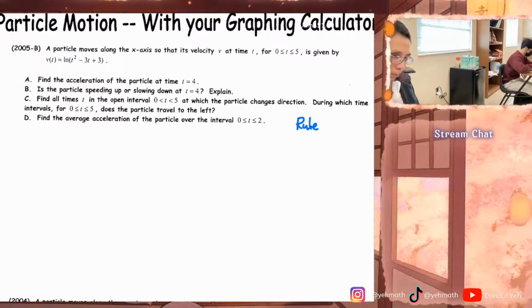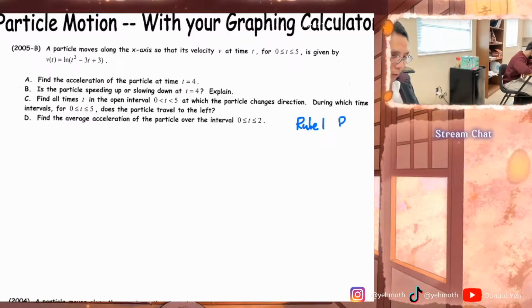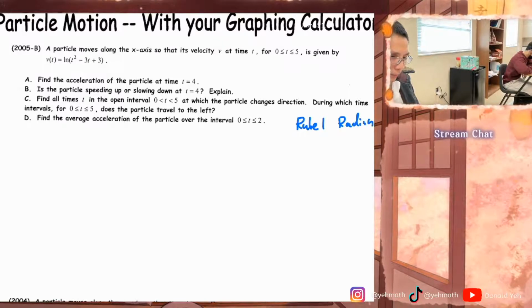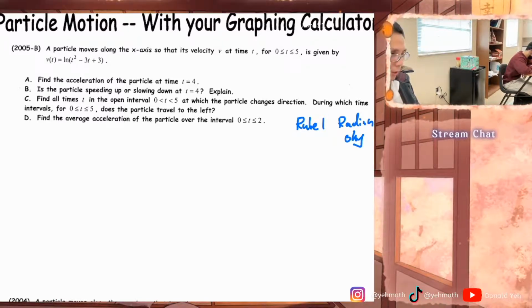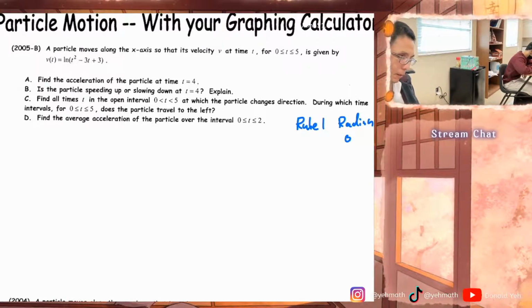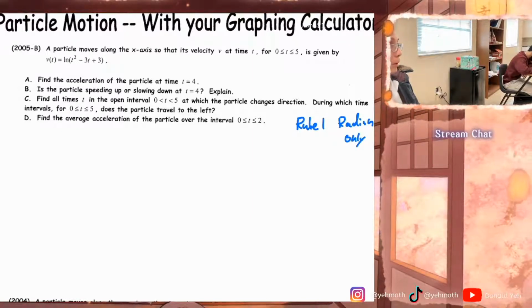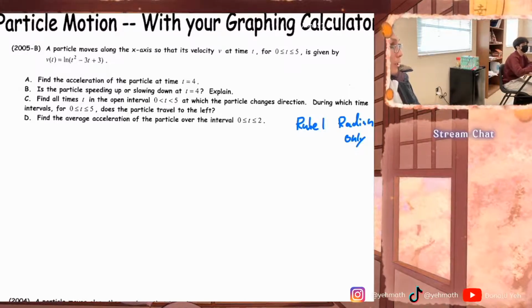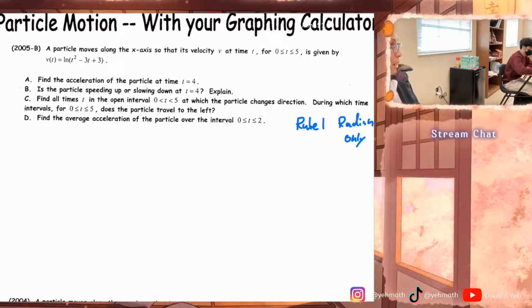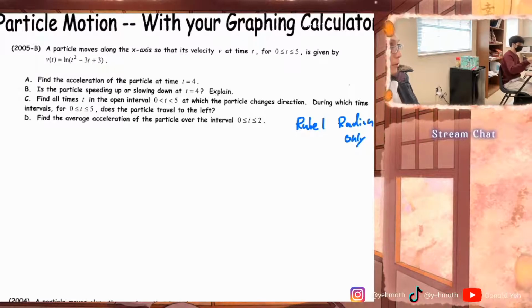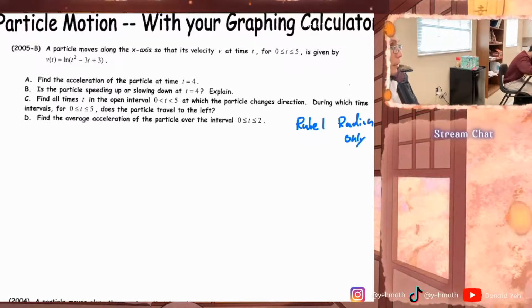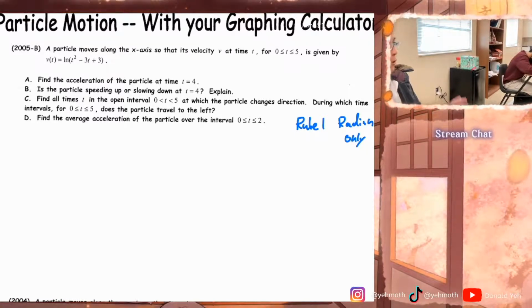Rule number 1, radian only. Because a lot of you take physics, sometimes you use degrees. Remember, on test day, in the testing room, you're going to sacrifice yourself. You're going to yell out, make sure you change your calculator to radian. And then your test gets disqualified, but you sacrifice for the greater good.